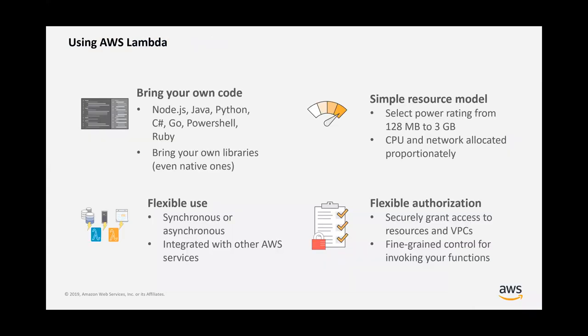Some of the advantages of AWS Lambda is you can bring your own code. You can write your own code using any of these: Node.js, Java, Python, Go, etc. And you can bring your own libraries, package it, and upload it to Lambda.